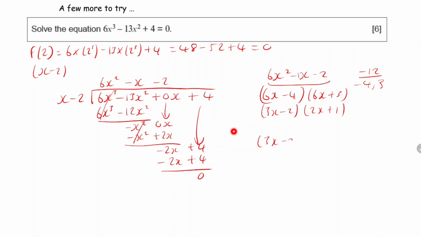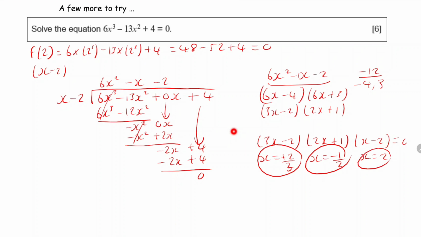So our three brackets are 3x minus 2, 2x plus 1, and x minus 2 equals 0. First solution, x equals plus 2 over 3. Second solution, x equals minus a half. And the last one, x equals 2. And we've got our three solutions.